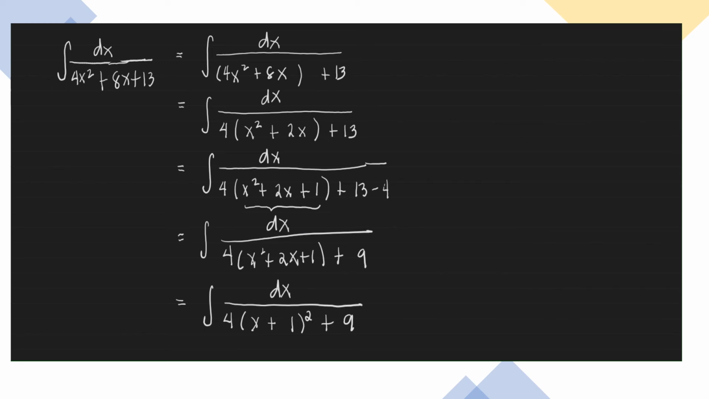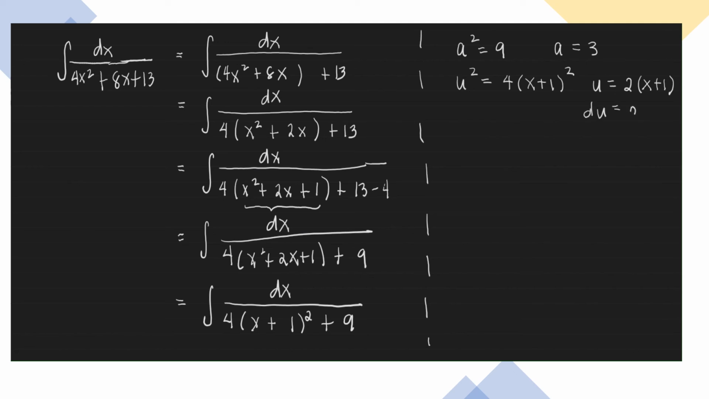So we are now able to convert this into a form solvable by the substitution rule leading to an inverse trigonometric function, where we let a squared be 9, which means the value of a is 3. And then u squared will be 4 times the quantity x plus 1 raised to 2. Therefore, the value of u is the square root of 4 times x plus 1 raised to 2, and that would be 2 times x plus 1.